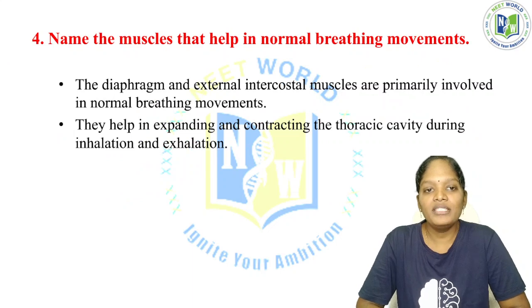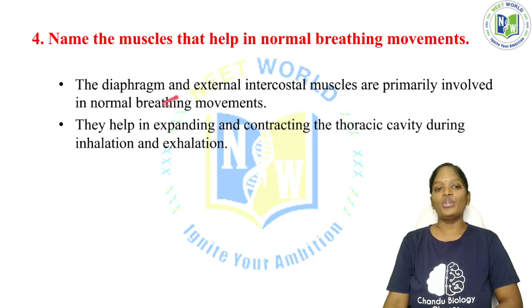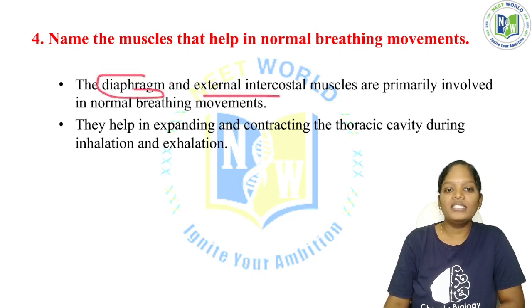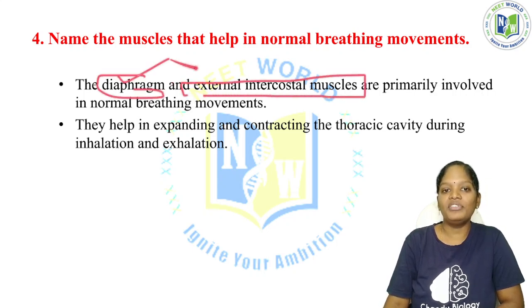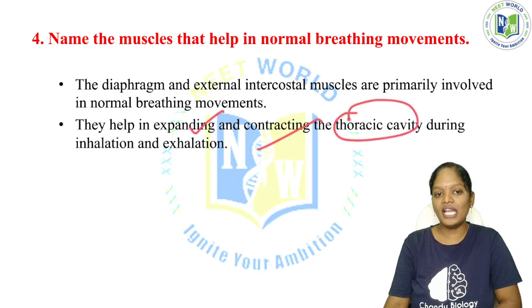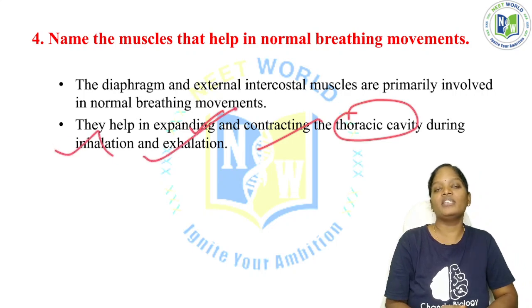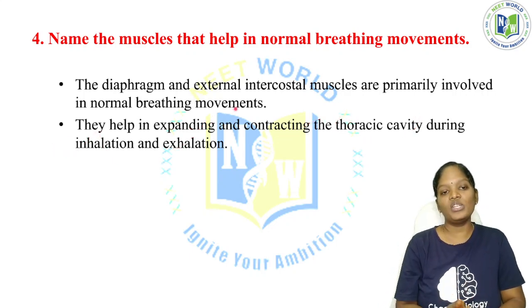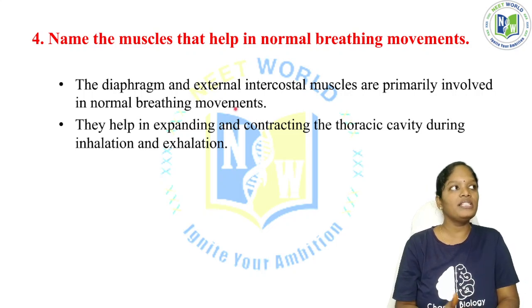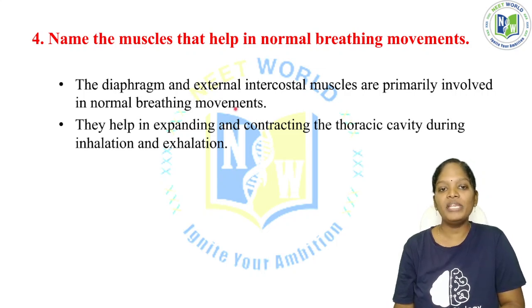Now, name the muscles that help in normal breathing movements. The main important muscles are the diaphragm and the external intercostal muscles. They are primarily involved in normal breathing movements. They help in expanding and contracting the thoracic cavity during inhalation and exhalation. The diaphragm, external intercostal muscles and internal intercostal muscles are all involved in the normal breathing movements.